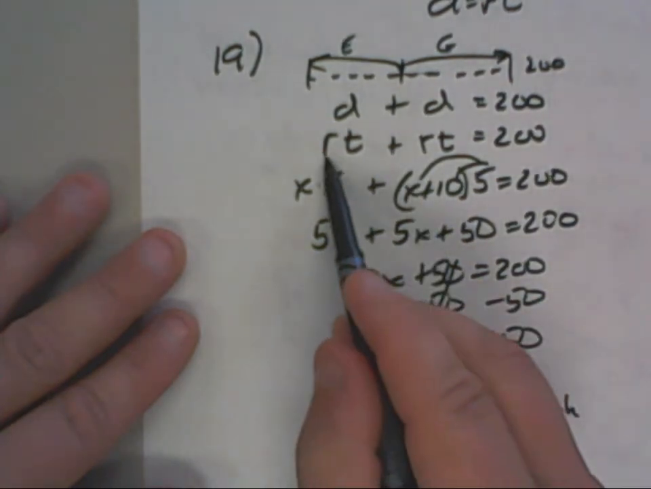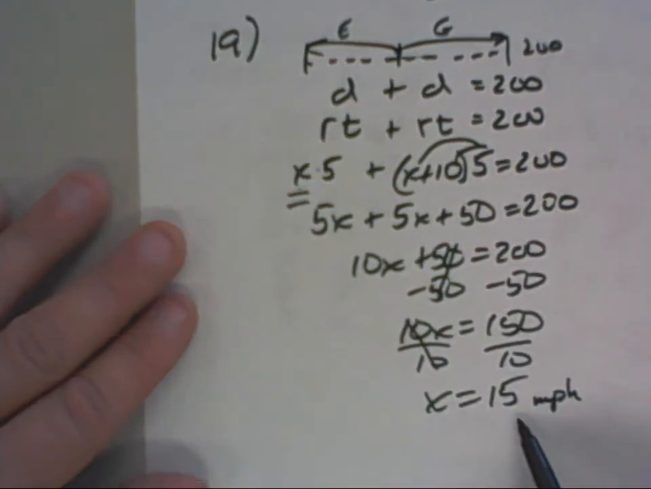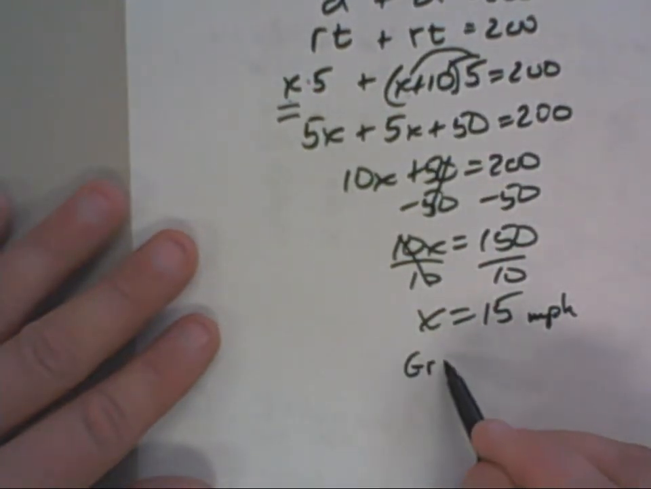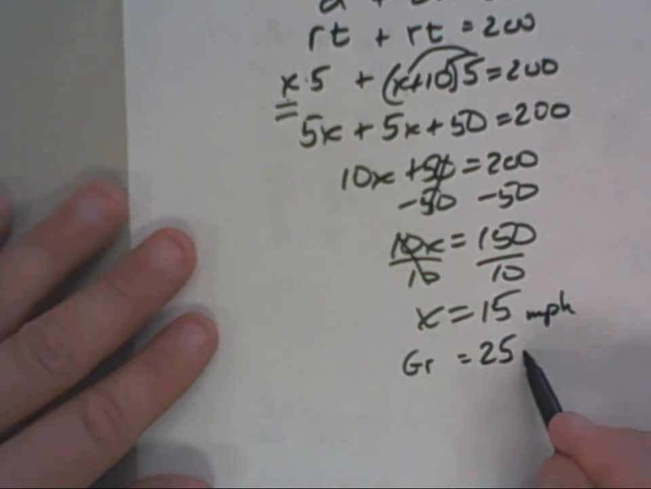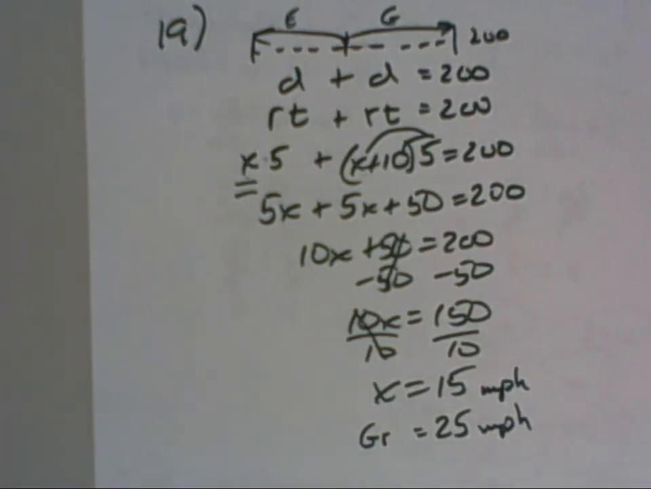Remember, that is how fast Ellen goes. And if Ellen goes 15 miles per hour, Greg goes 10 miles per hour faster, which means Greg's speed is 25 miles per hour. And that's how we would set up number 19.